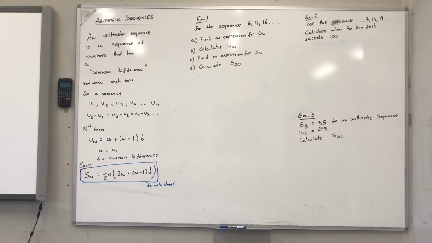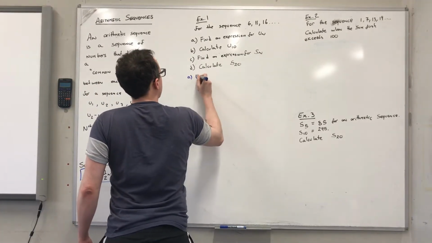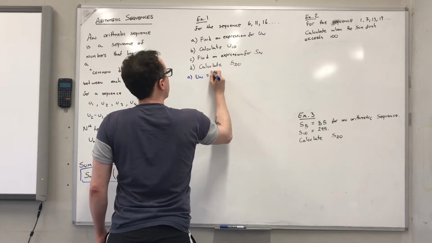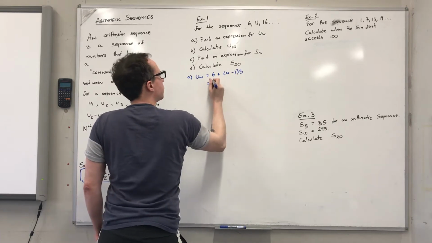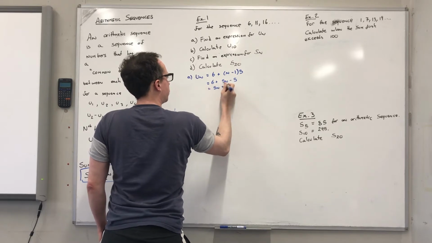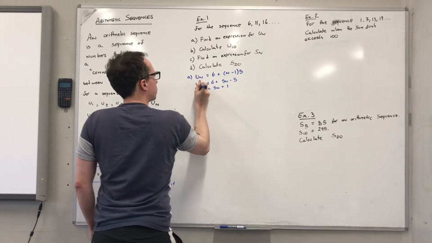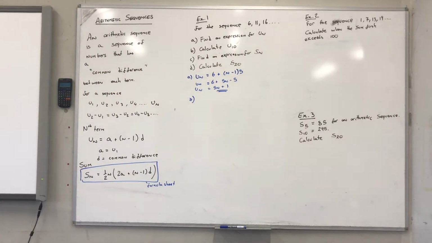So if we look at example 1, firstly I'm just saying find an expression for un. Using our formula, we can see straight away that the first term is 6 and that the common difference is 5. So you can see it simplifies down really quickly to 5n plus 1. Now calculate u10, that's just subbing in.